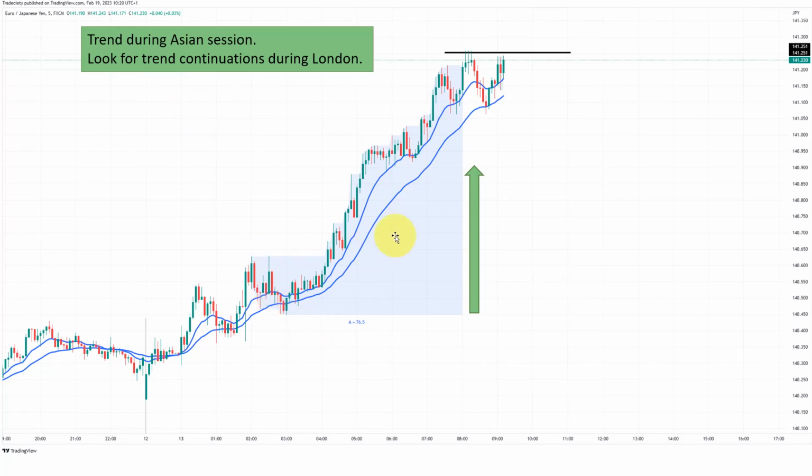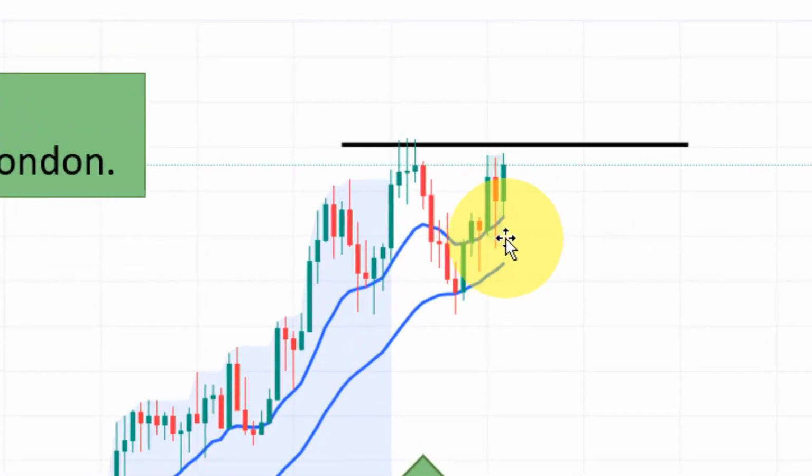What we have here is the Asian range. The blue area is roughly where the Asian session is trading, and we can clearly see the market has been moving higher. So we are looking for a trend. The trend is unfolding both above the 13 and the 30 EMA here. And then here you can see the green box. This is where London is opening.